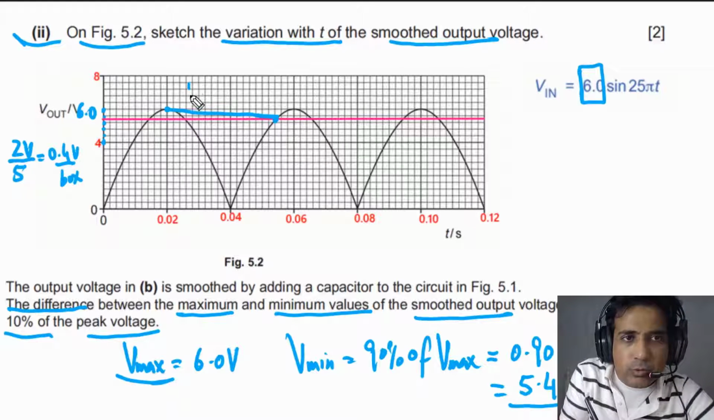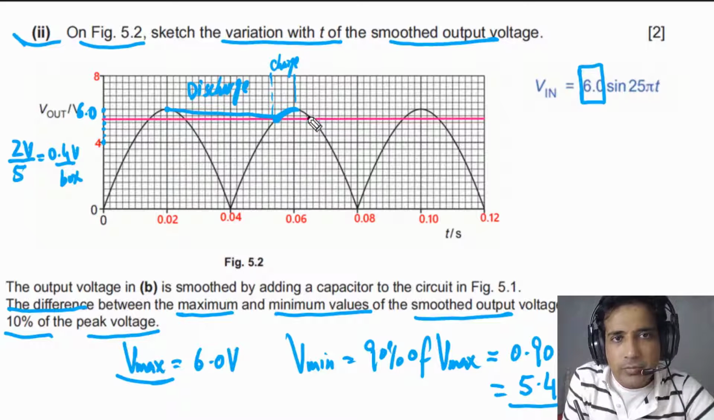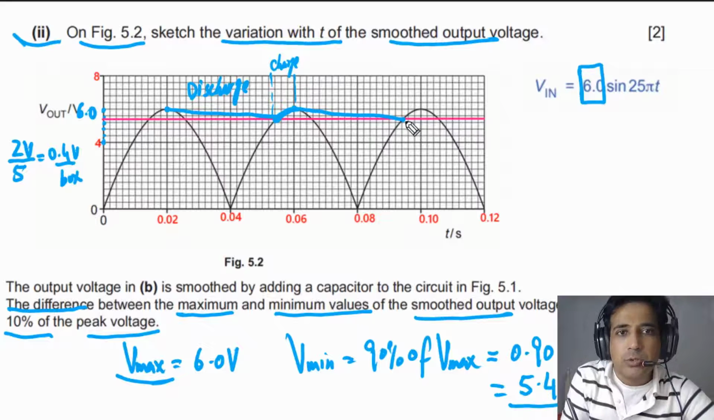So between these 2 points, the capacitor will discharge. And then again the capacitor will charge, meaning the battery voltage will increase across the capacitor and the capacitor will start charging. So in this region, the capacitor will charge because the voltage across the capacitor will increase. And again the capacitor will discharge because the voltage across the capacitor will start decreasing. So this is how you can sketch.